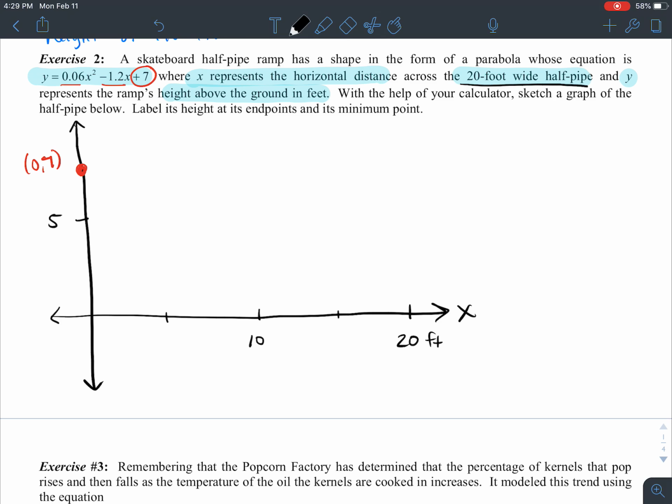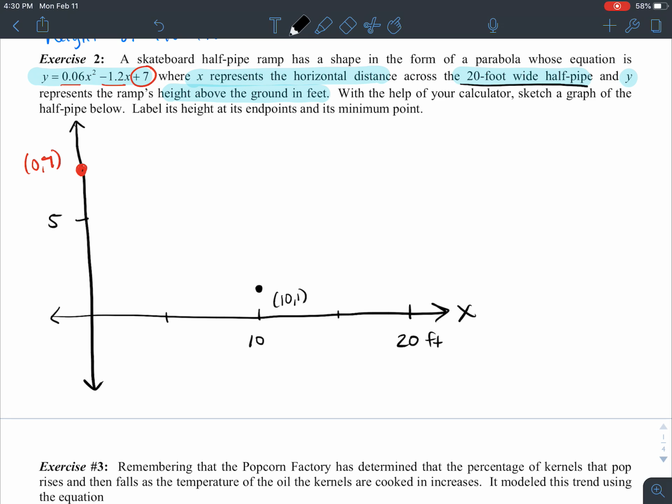So I plug this equation into my calculator. I look at the graph. I look at the table of values. I do my left bound, right bound to find my minimum, because I know that this is a happy face parabola. It's opening up because of the fact that we have a positive a value. And when I find my minimum, I see that it occurs at the point (10, 1).